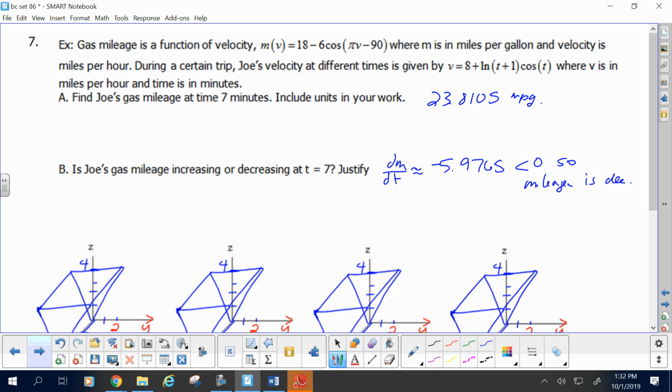Part A, I feel like should have been doable. How do you find the gas mileage at time 7 minutes, given that mileage isn't a function of time? Yes? So, I have a different question. Hit me. Because that's the right answer if you just plug in 7, but you have to plug in 7/6 because it's in miles per hour. Oh boy, good call. Wow, way to go, Marina.